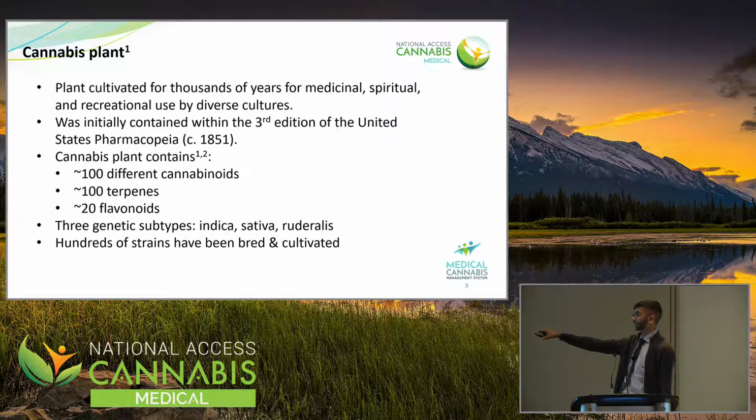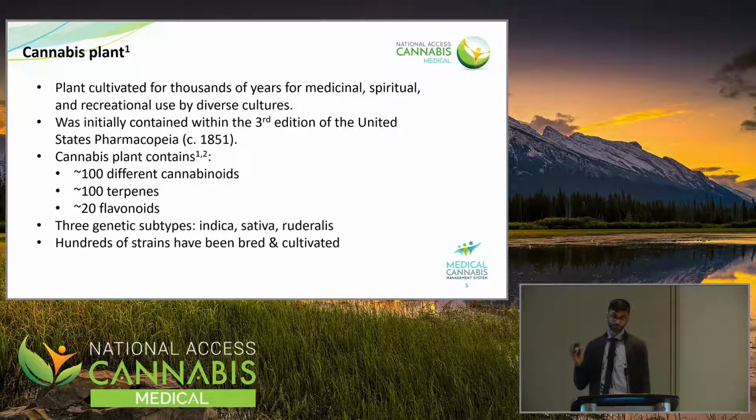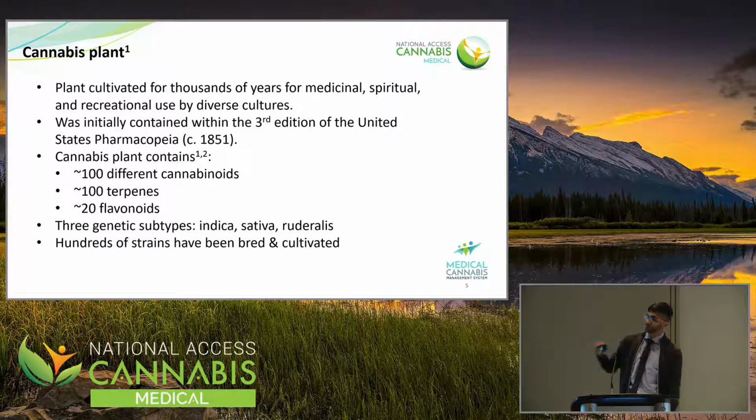It's been in publications for a long time, but the USP 3rd edition in 1851 is the most notable one. The plant itself contains 100 different cannabinoids, 100 different terpenes. These are the essential oils that confer the smell into the cannabis, and flavonoids, which are signaling molecules and pigmentation molecules. The genetic subtypes are indica, sativa, and ruderalis. Out of this combination of all these cannabinoids, terpenes, and flavonoids, we have the thousands of strains. I put hundreds, but there's probably thousands.